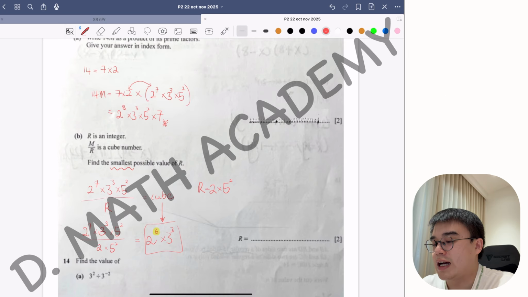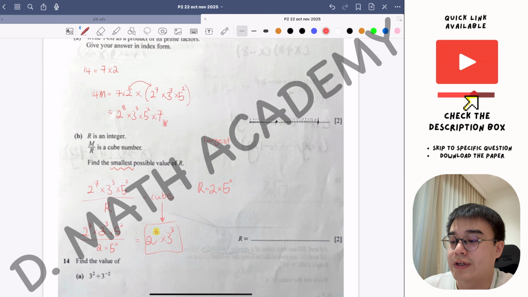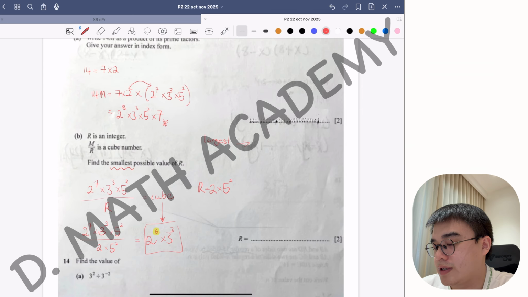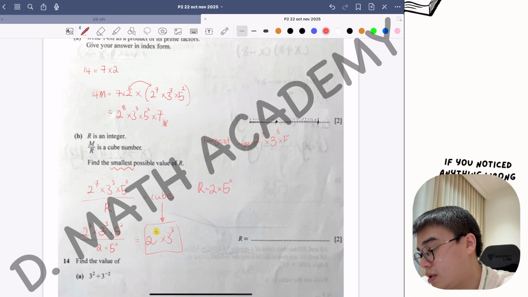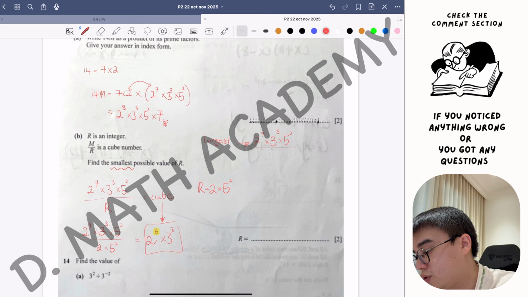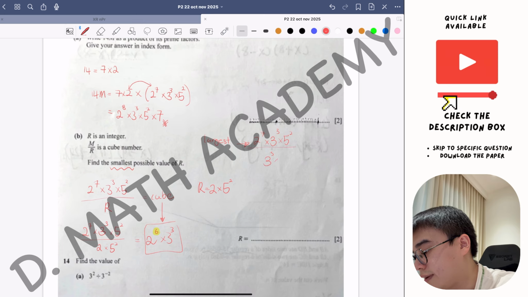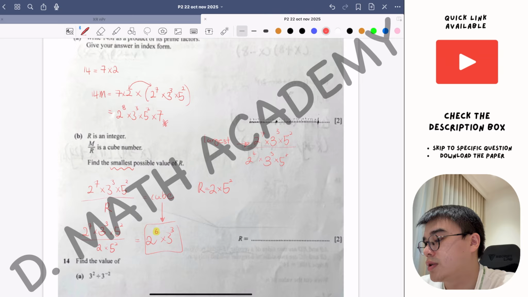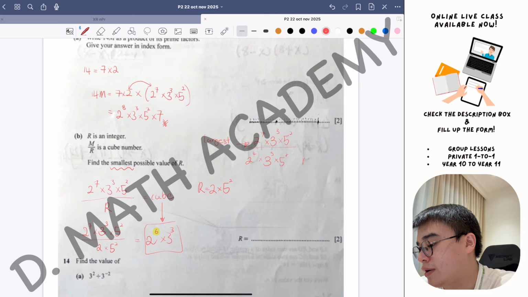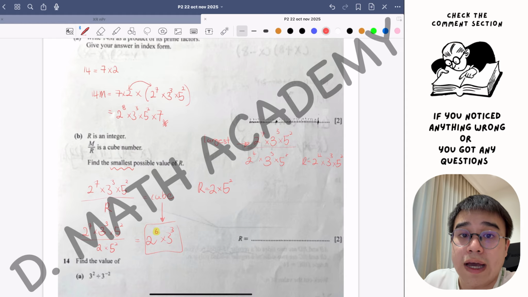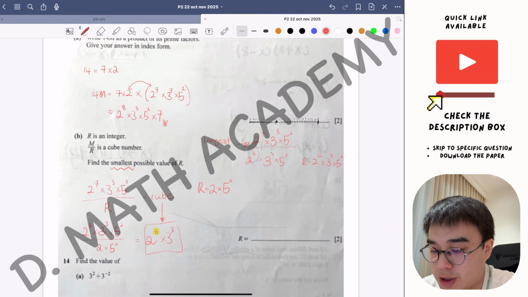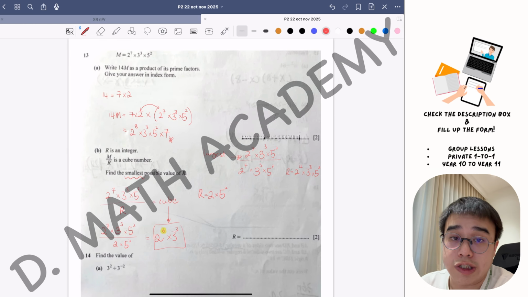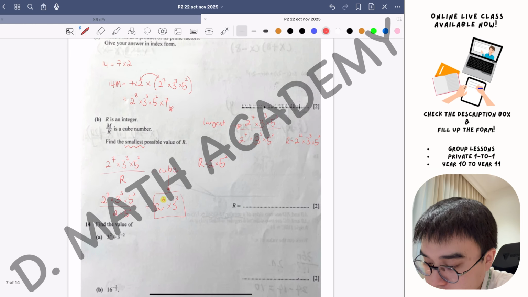If they mention largest, it could go the other way around. Then the R that I have here will actually be 3 cubed, 5 squared, and 2 to the 4. So this will be the R if they wanted largest instead and still fulfill the condition of having a cube number at the end. So that's pretty much it for question 13b. I think it's really a good question that puts you through the thinking.